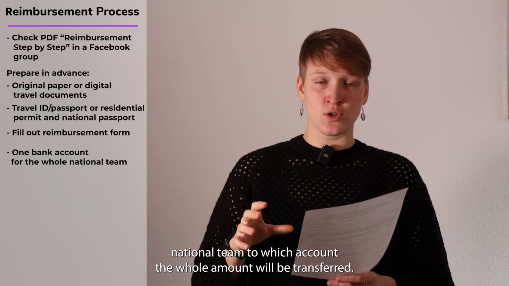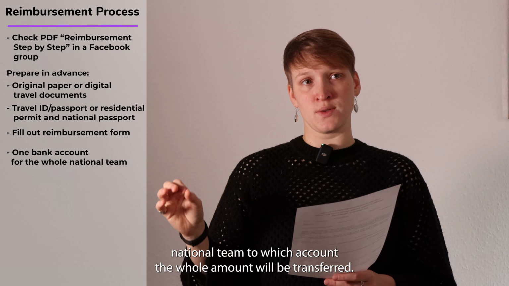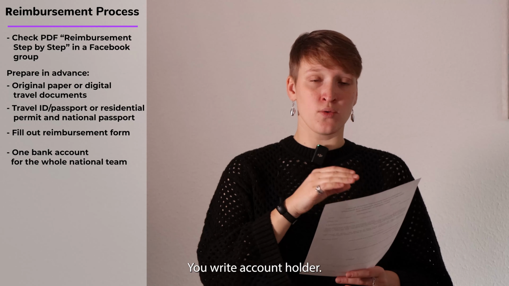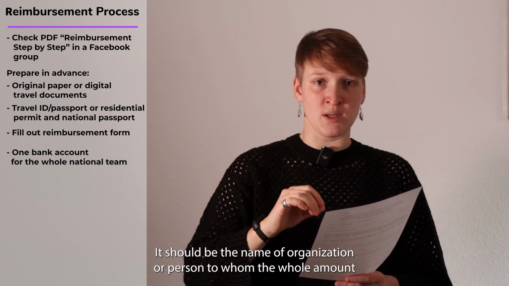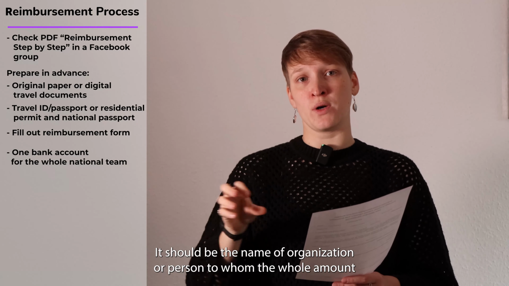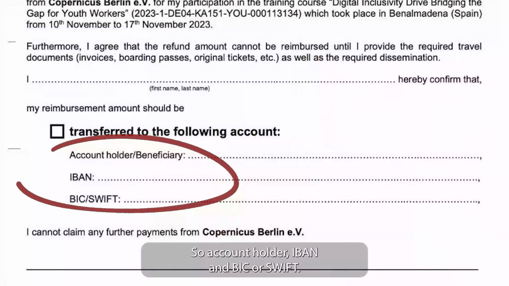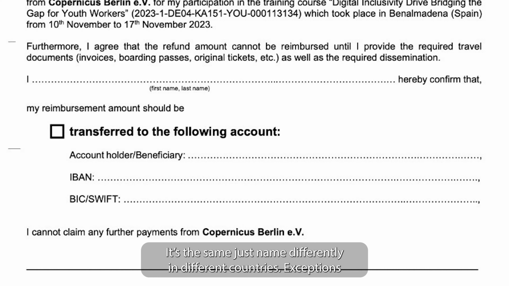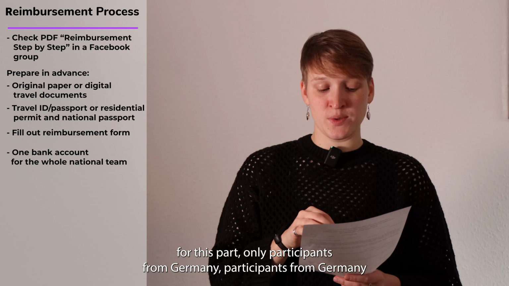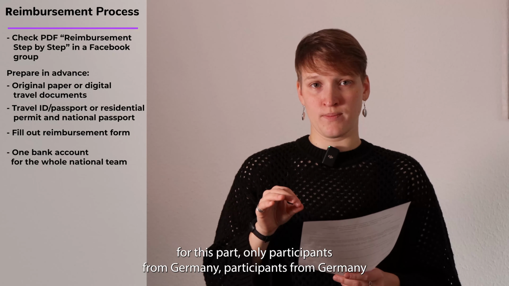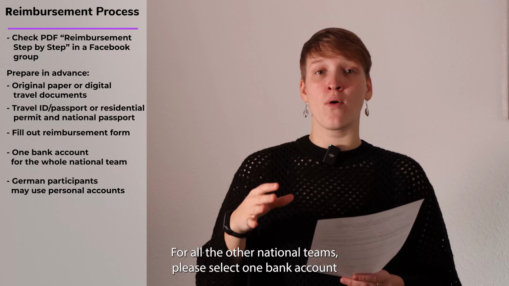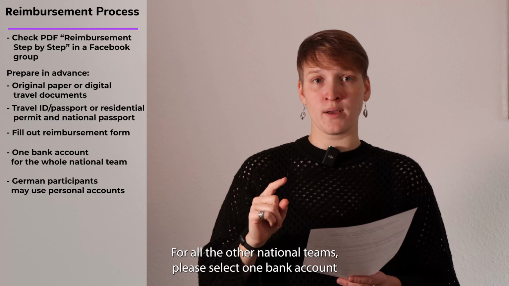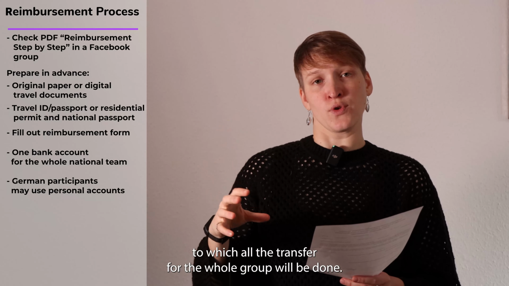After you decide with your national team to which account the whole amount will be transferred, you write the account holder. Pay attention. If it's not your account, it shouldn't be your name. It should be the name of the organization or person to whom the whole amount will be transferred. So account holder, IBAN, and BIC or SWIFT. It's the same, just named differently in different countries. Exceptions for this part: only participants from Germany. Participants from Germany will provide their personal bank accounts for the transfer. For all the other national teams, please select one bank account to which all the transfers for the whole group will be done.